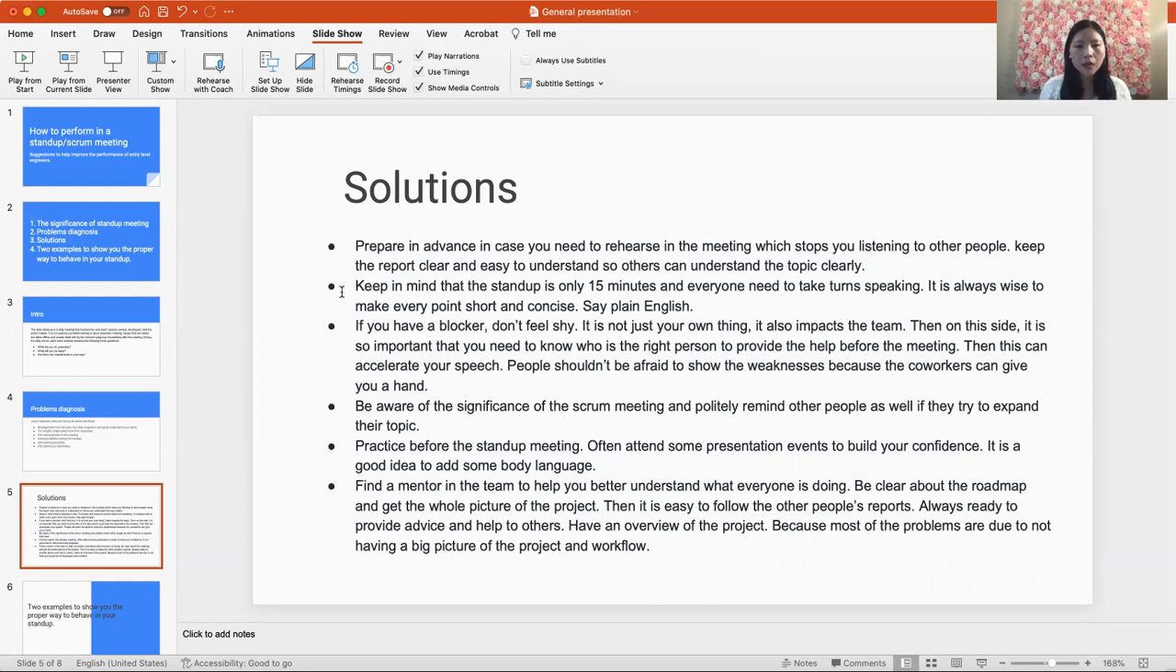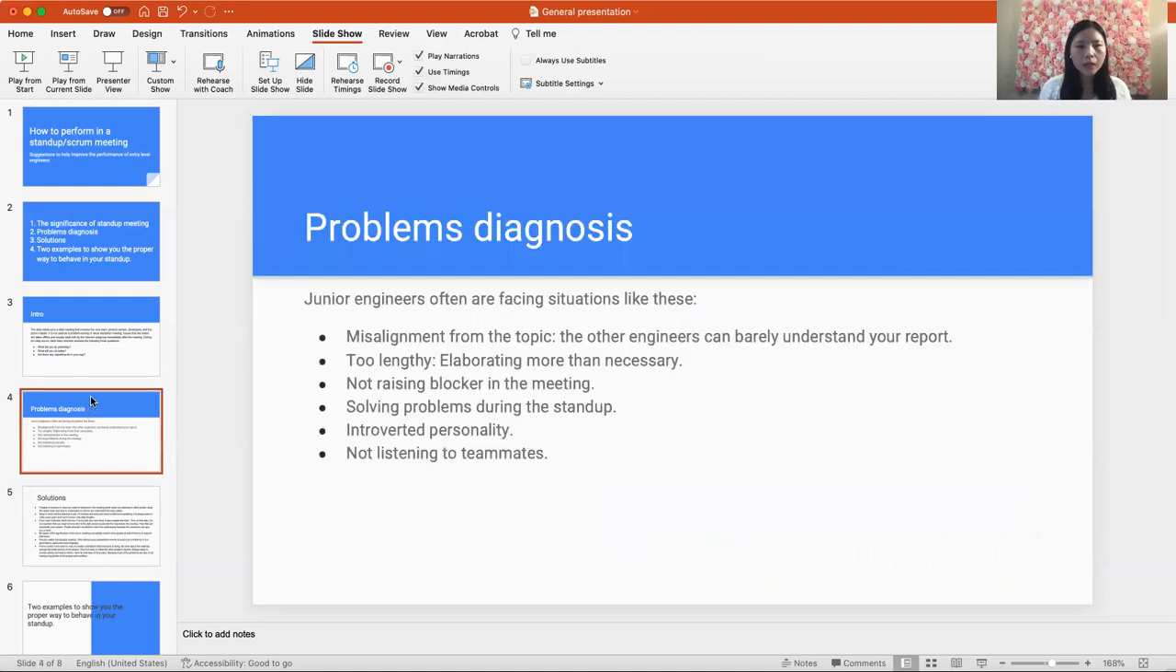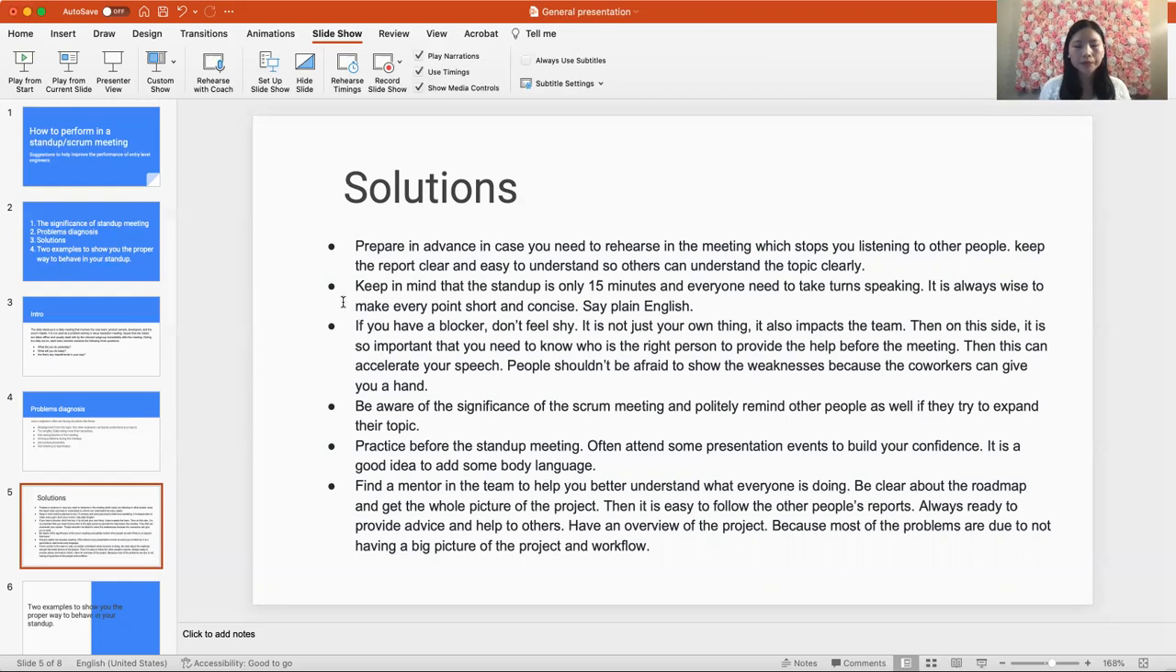The second issue is too lengthy. If you try to make your talk very long, you need to realize that there is no time for the rest of the people. So it's also very wise for you to make every point short and concise. Always say plain English.